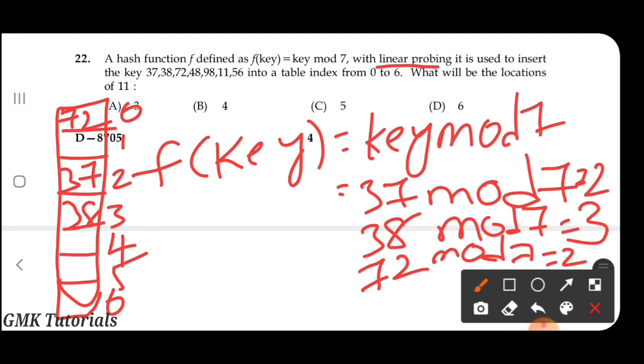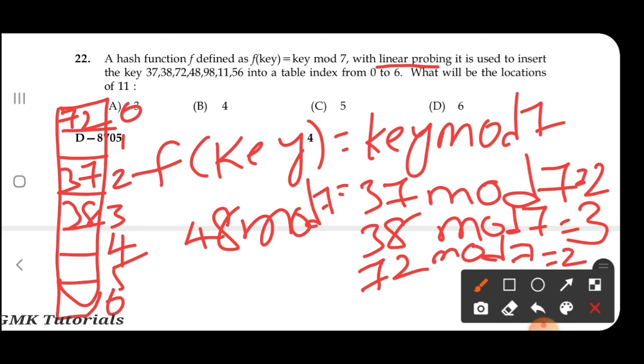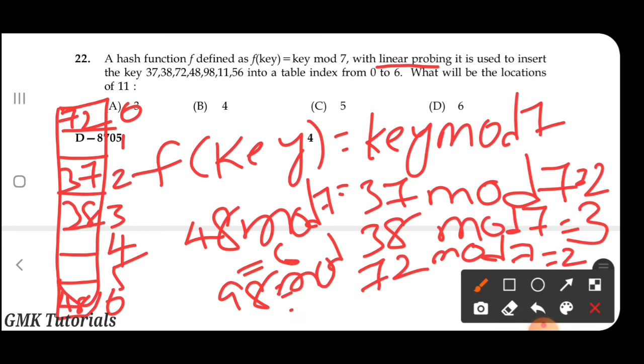Next 48. 48 mod 7 is 6. So 48 we store here. Then 98 also: 98 mod 7 means the location is 6th, which is occupied, so we store 98 at the first index.